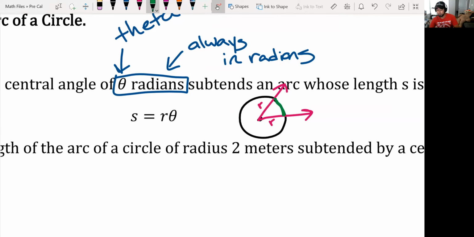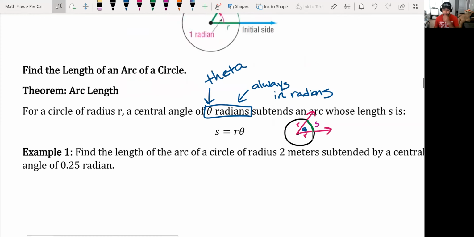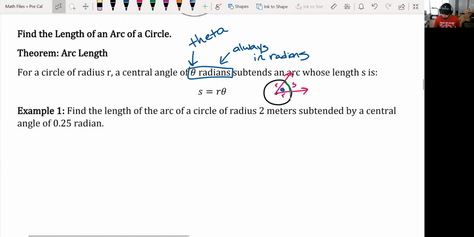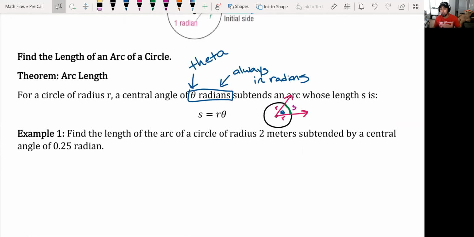So given the radius and given the angle theta in radians, we can go ahead and find the length of this arc, which is given by S. So that is just everything we are finding. We're just looking for S. So all we have to make sure is that theta is given in radians. And in this problem, theta is given in radians.